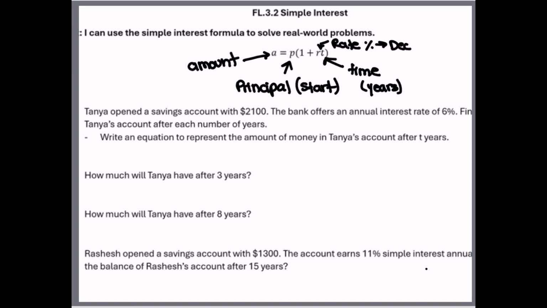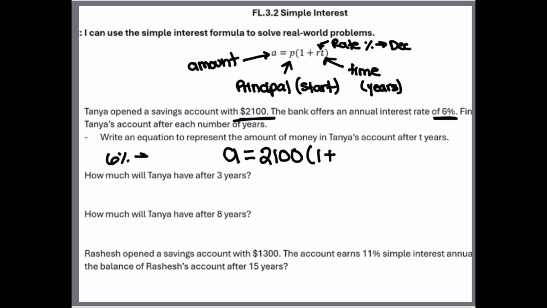So we don't know the amount, so that's going to stay as A. That's going to be your final amount after the time has passed. Let's start with our principal. Our principal is how much money we start with. Well, Tanya started with $2,100 in her bank account. 1 plus is part of your equation. R is your rate. So they're going to pay her an annual interest rate of 6%.